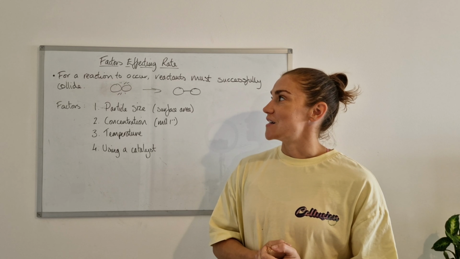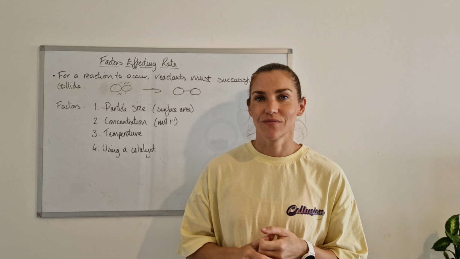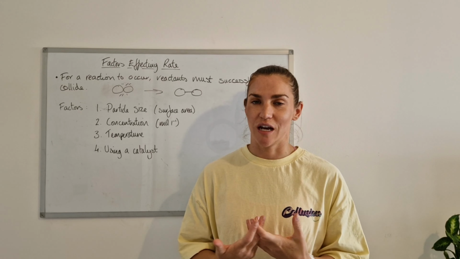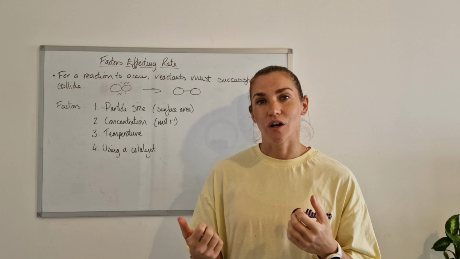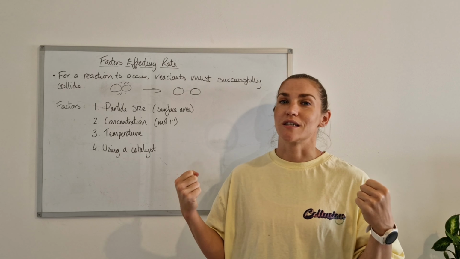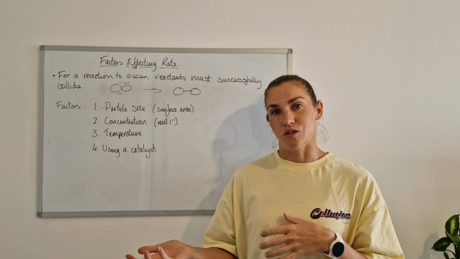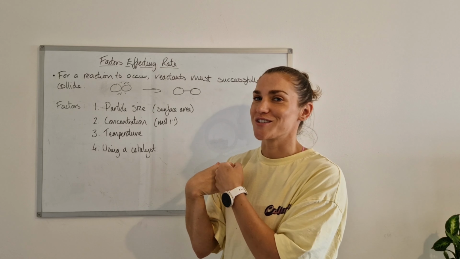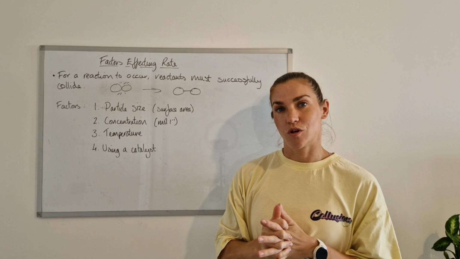So to get started, let's first discuss how a reaction actually takes place. In order for a chemical reaction to occur, the reacting particles must successfully collide with each other and then they are converted into products. This is my little diagram here of particles colliding and turning into the joined product.